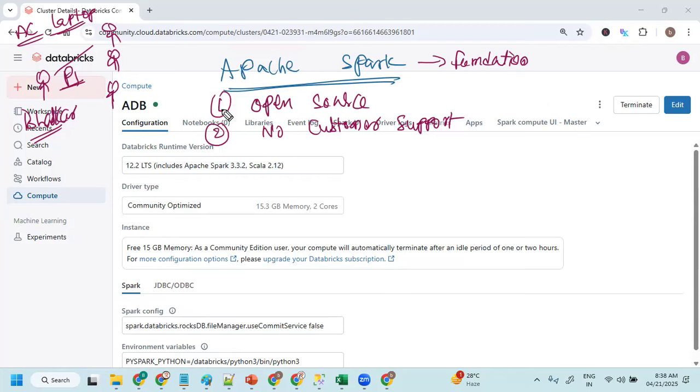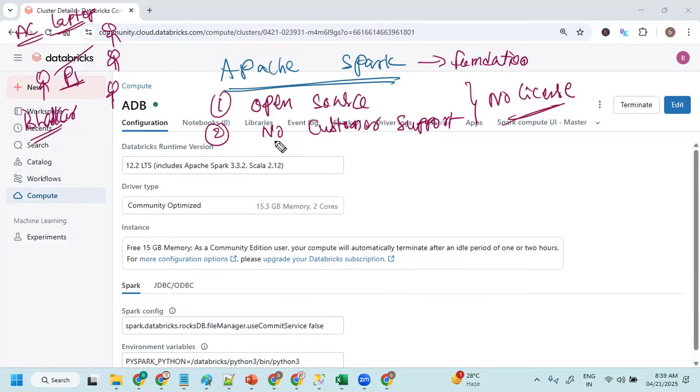So they donated Spark to the Apache foundation, so it is named Apache Spark. So no customer support. The people who designed Spark are very intelligent. They gave what they wanted to give, but they kept some features hidden, and those features they made commercial. I'll talk about it. So no customer support, then definitely we are not going to use it, but no license cost, because it is open source.